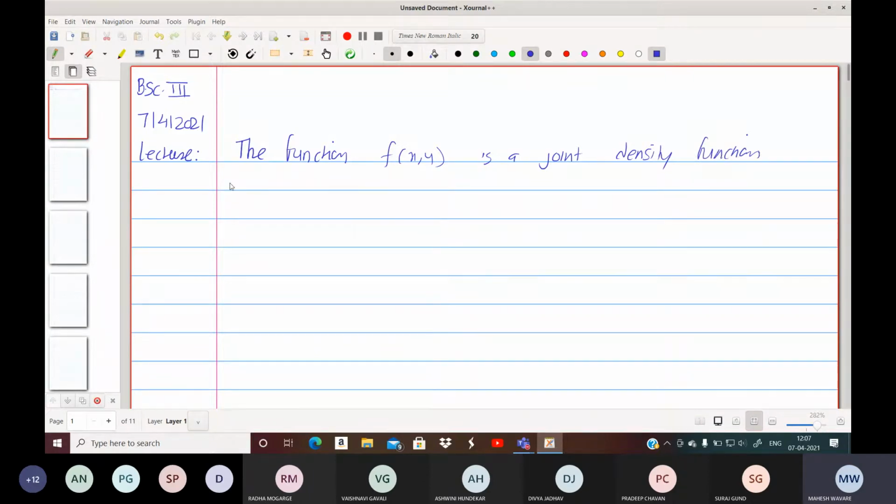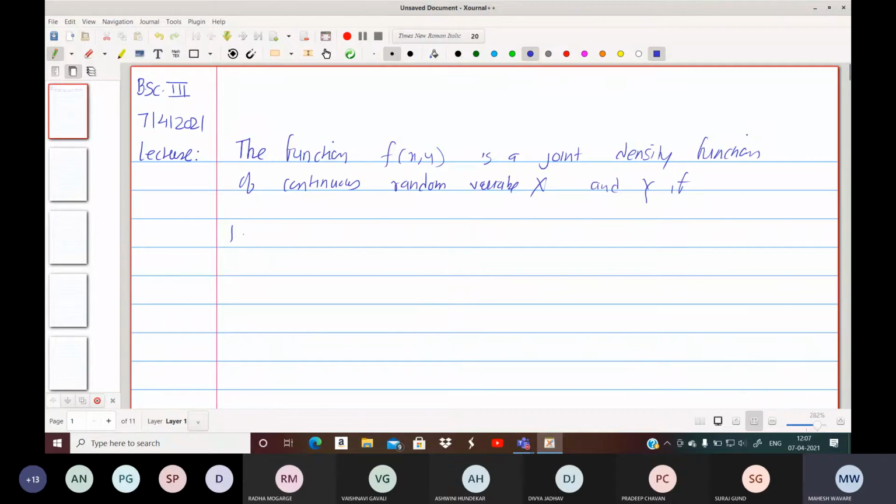Joint means for two variables, continuous random variables x and y. Since it is continuous, instead of sum we use integral notation. We have two variables, so we have to use double integral notation.